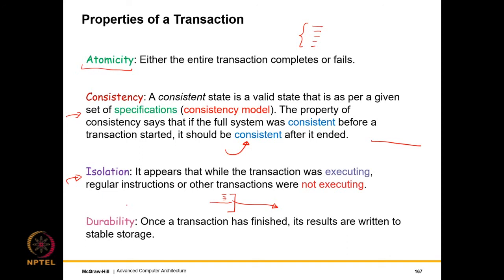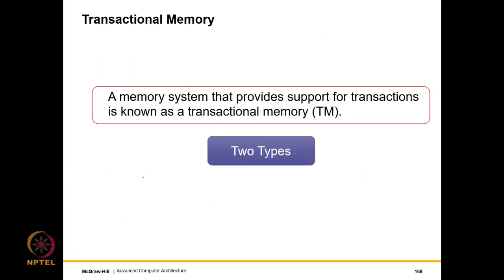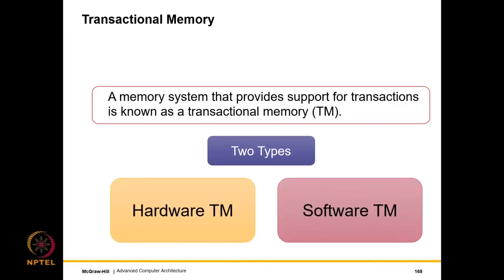And finally, we come to durability. Durability says once a transaction is finished, its results are written to stable storage. This basically means that once a transaction has finished, its results cannot be erased. They are written into stable storage and they remain there. A memory system that provides support for transactions is known as a transactional memory. There are two types of transactional memory, hardware transactional memory and software transactional memory, as we have discussed. Hardware transactional memory provides transactional support in hardware, and software transactional memory provides transactional support in software.